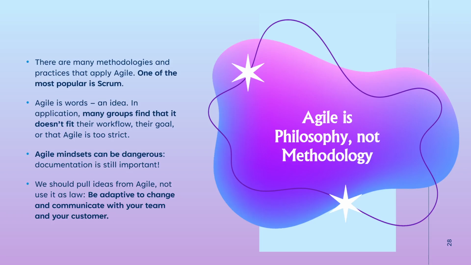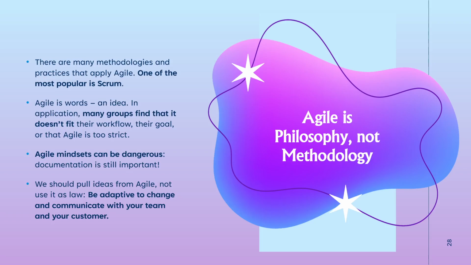But importantly, Agile is a philosophy, it's a mindset. It's not a methodology and it's not a way we do things. There are many methodologies and practices that apply Agile, and one of the most popular is Scrum, and we'll be talking about Scrum. But once again, Agile is words, it's an idea.